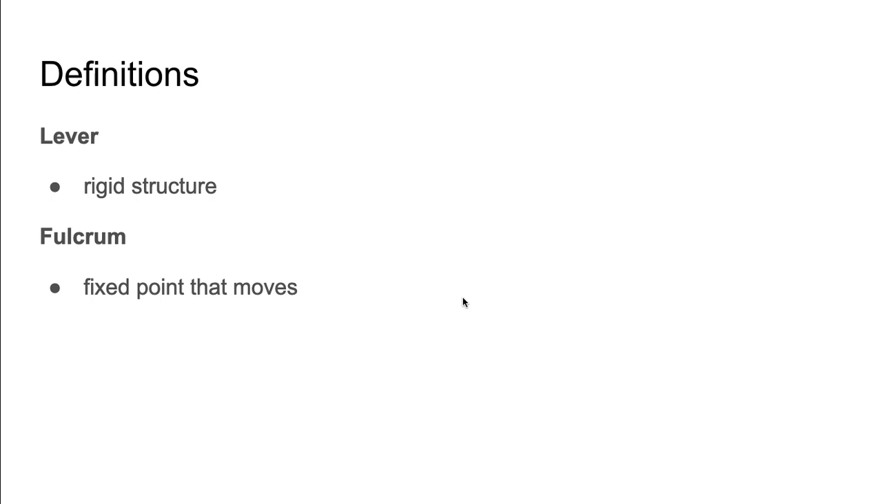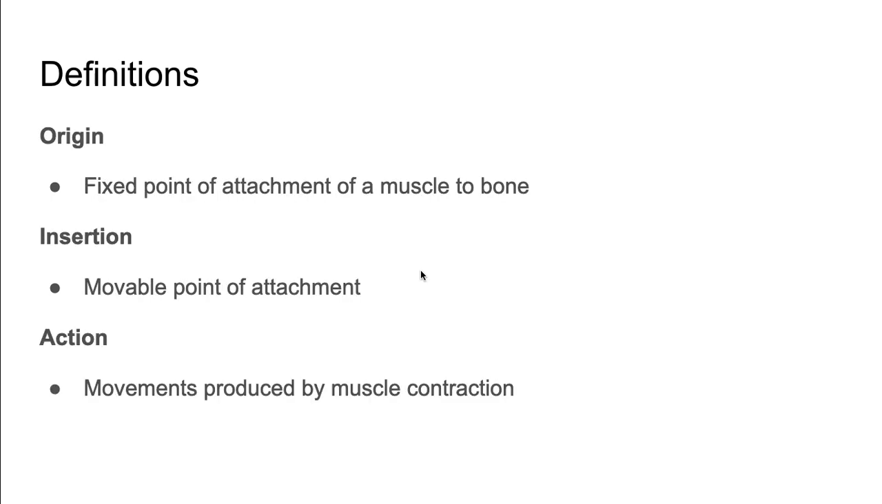More definitions. So this is biology or anatomy, but there's still some physics involved, and so things like levers. The context here is that levers are rigid structures, and the fulcrum is a fixed point that the lever can actually move around. All right, so we'll talk about what that means in terms of your muscles and joints.